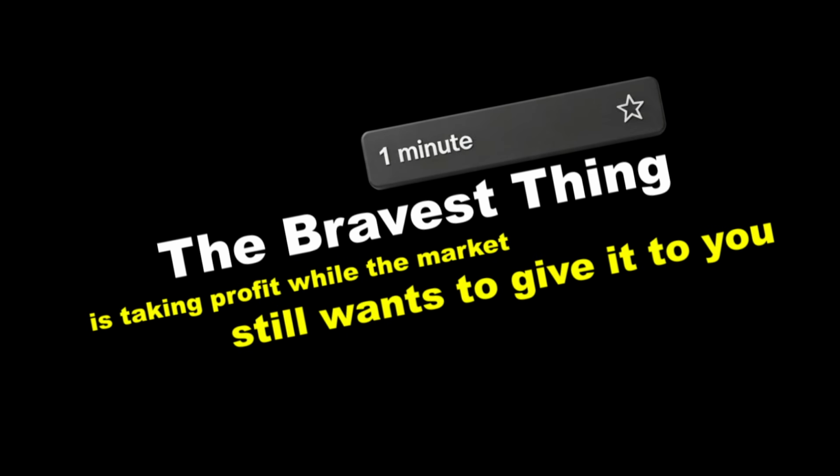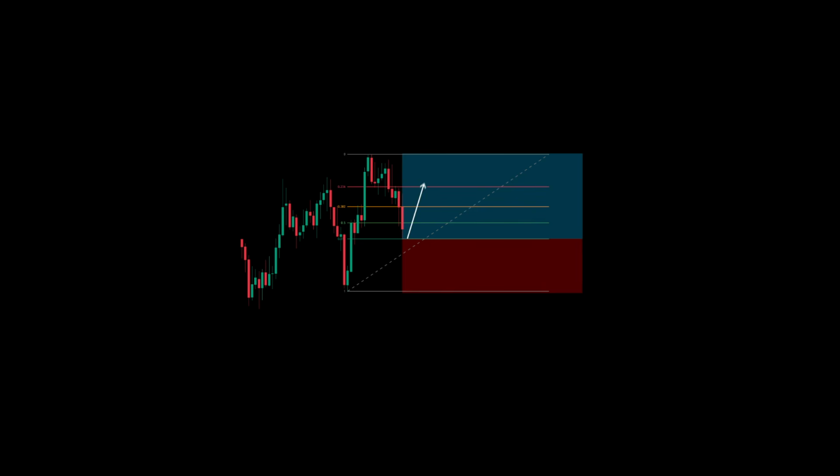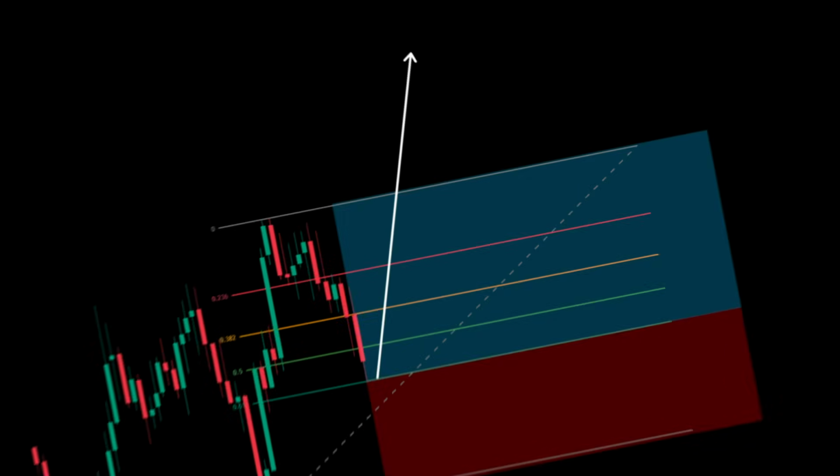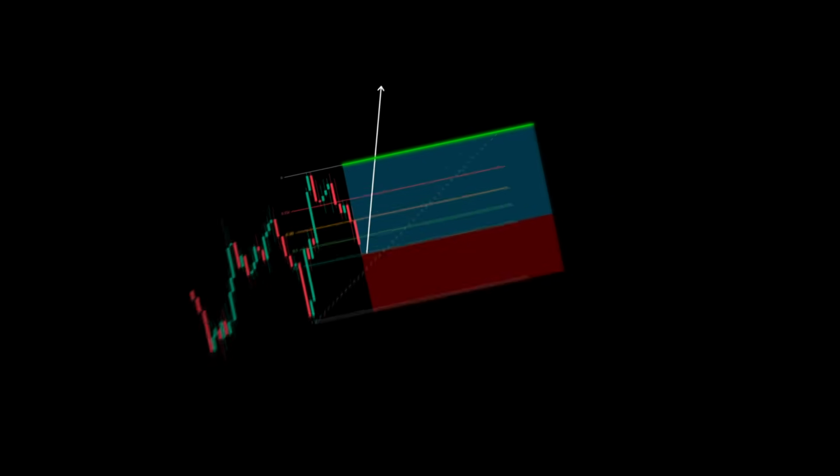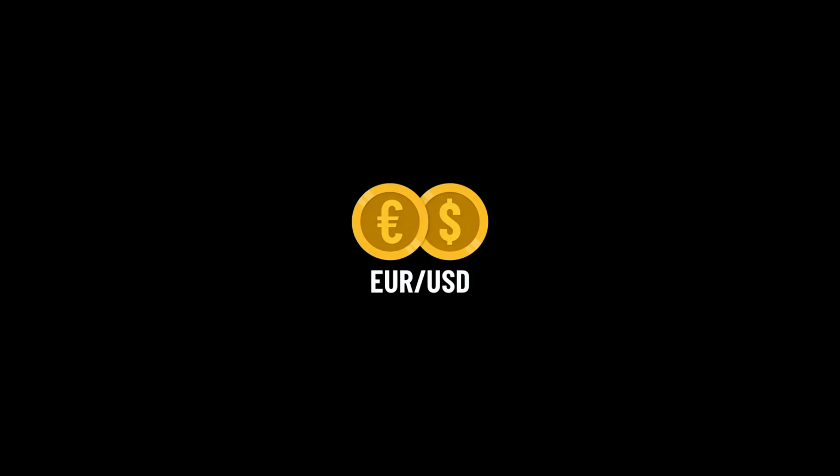This one mental shift will save you more trades than any indicator ever will. You're not trying to be right about how far the move goes, you're trying to be right about taking profit before the market changes its mind. That's secret number 1. Let me show you how this looks in practice on this pair.